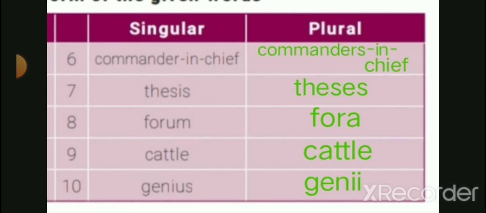And eighth one is forum. In this type we have to cut the last 2 letters, that is um, and we have to add a. So forum in singular will become fora in plural. And see the ninth one, that is cattle. In this we have to write the same word and we should not add or remove anything. So here cattle in singular will be the same, cattle, in plural. And see the 10th one, that is genius. In this type we have to cut the last 2 letters, that is us, and we have to add i.